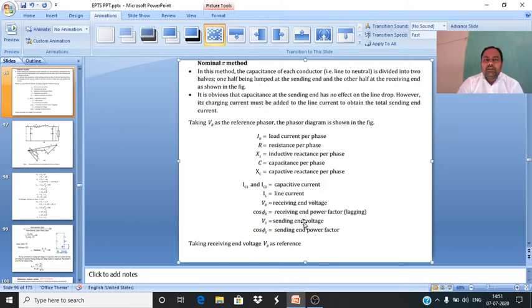In the previous session, we discussed the nominal T method and its ABCD constants. What is the nominal T method? The total impedance is split into two parts: half of the impedance is on the sending end side, and half is on the receiving end side. The total capacitance is in the middle of the transmission line. But now we discuss the nominal pi method.